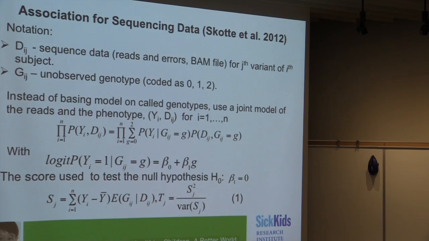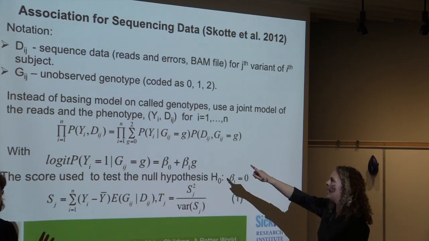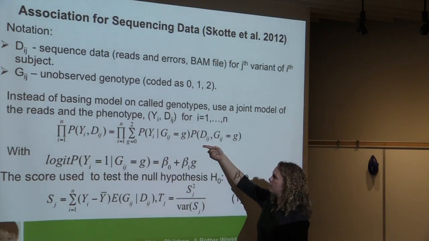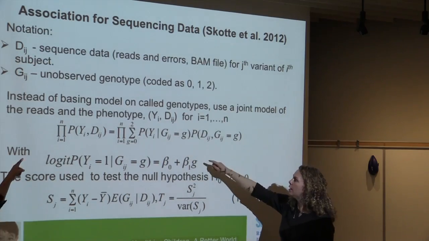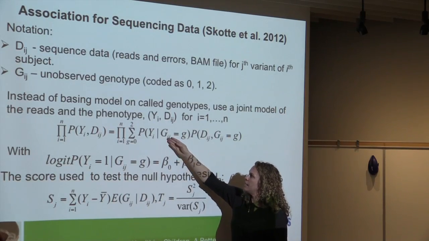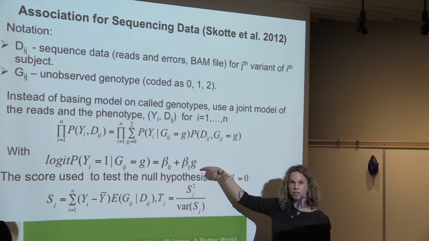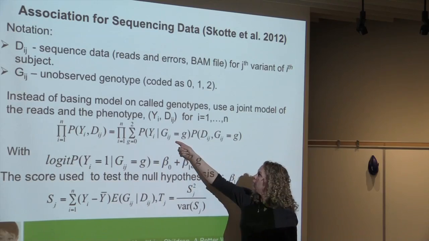Okay, so the difference now is if you want to incorporate the read level uncertainty, here's just a little notation that we're going to need. The D_ij are the sequence data, and the G_ij are the unobserved genotypes. So instead of basing a model on the called genotypes, we're going to use a joint model of the reads and the phenotype, for i equals 1 to n individuals. And that can actually be written like this, where here we have the probability of disease given the genotype, which is just exactly like that logistic regression model that we had before. So this is just the disease model here.